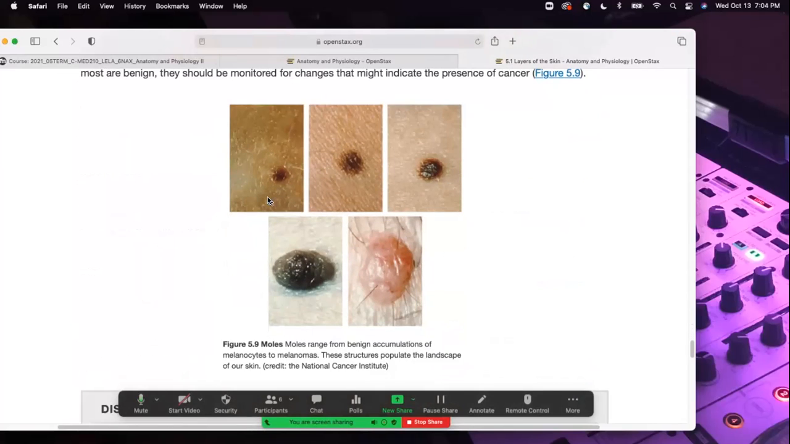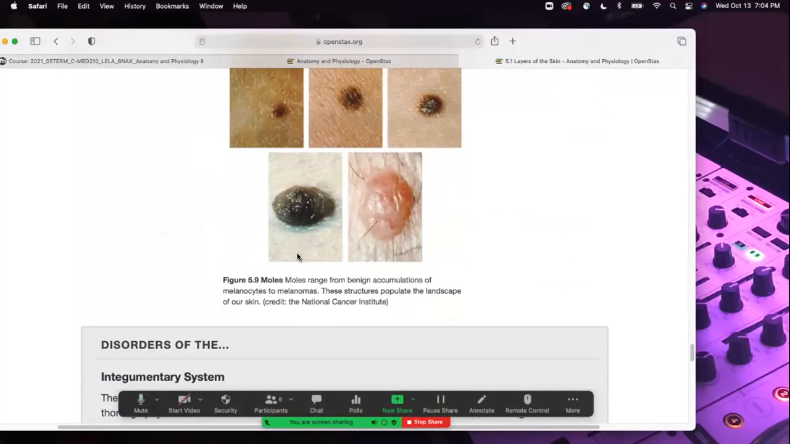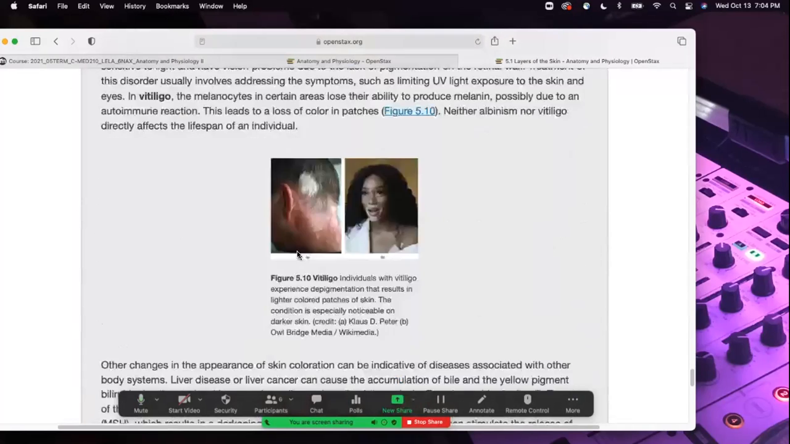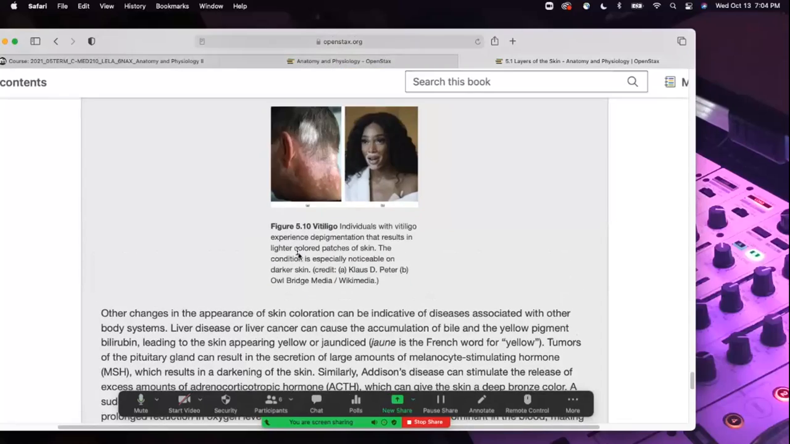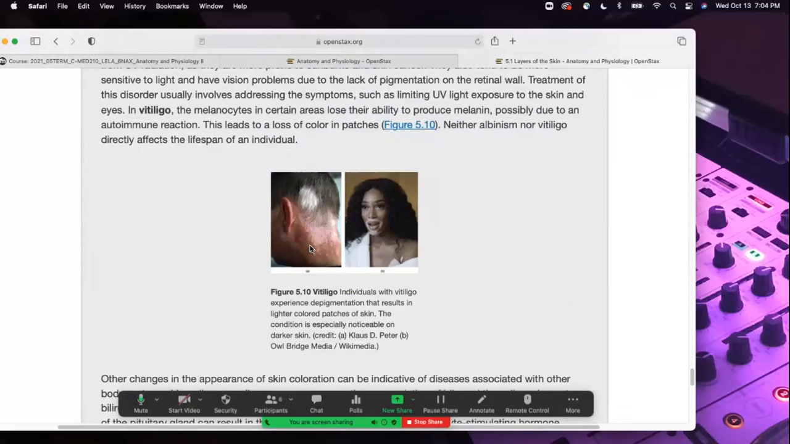Here are some examples of moles, which are abnormal accumulations of melanocytes that could lead to a melanoma, which is a tumor of your melanocytes. Okay. Here's vitiligo. Remember, if you have an abnormality in your melanocytes, you're going to have these patchy parts, and even patchy parts in your hair.